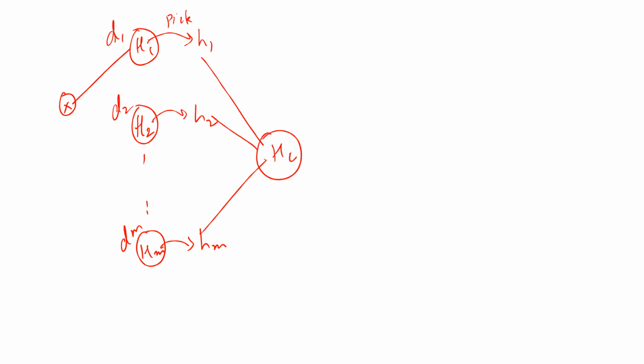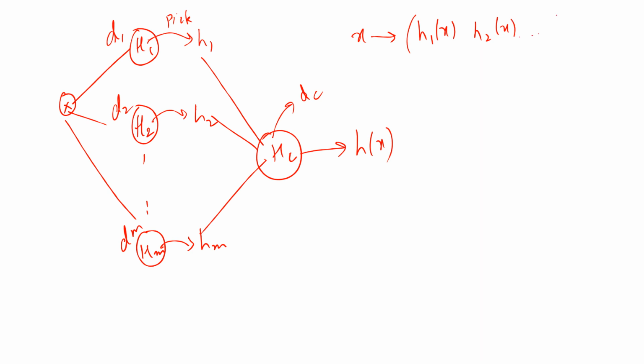This analysis is borrowed from the textbook, so you can go into further details. And see that this VC dimension is DC, the VC dimension of this hypothesis set, which eventually gives me my h of x. So what this tells me is that beginning from this x, I get this transformed to my h1(x), h2(x), and so on to hm(x). And then my final h of x is my hc of whatever transformation I got from the previous one, so h1(x), h2(x), and so on up to hm(x).